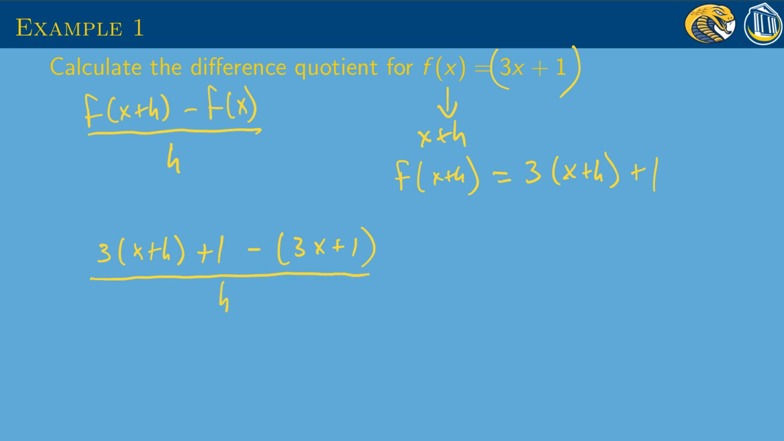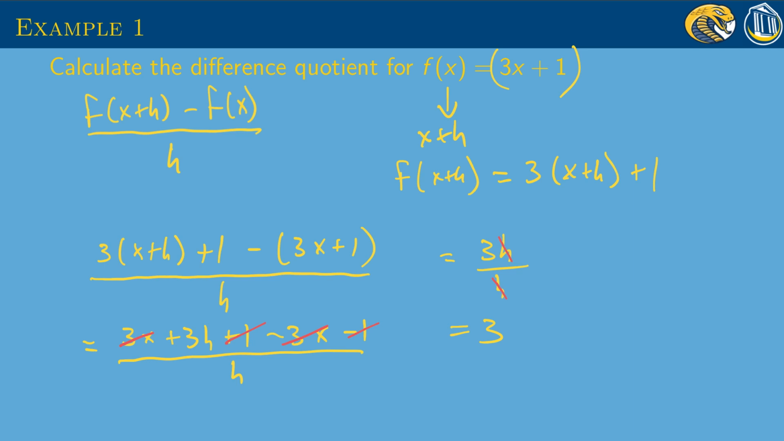At this point, we've plugged everything in, but now we need to simplify. So let's go ahead and multiply through these parentheses. This is 3x plus 3h plus 1, and then we can distribute that minus sign as well, minus 3x minus 1, all over h. Now, anytime we do a problem like this, we'll notice a whole bunch of things cancel. In this case, 3x and minus 3x, plus 1 and minus 1. And in this case, we're left with 3h divided by h. Those simplify too, and we're left with just 3.